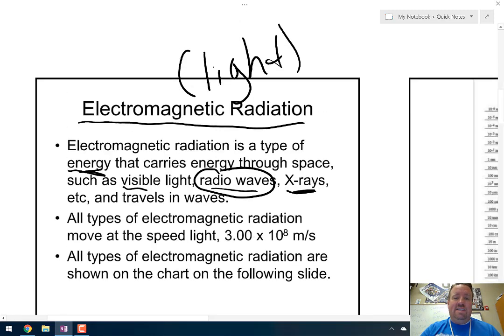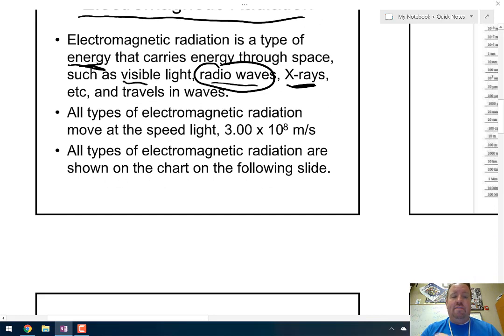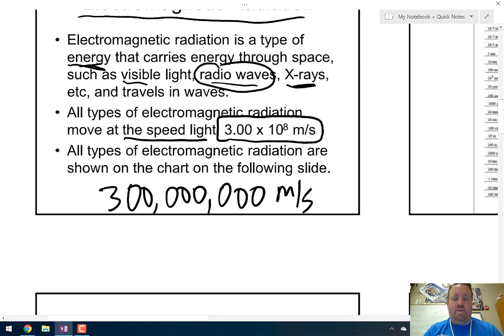Now, because sometimes we refer to this electromagnetic radiation as just light, it's all traveling at the speed of light, which is 3 times 10 to the 8th meters per second. If we write that out as a regular number, 3 times 10 to the 8th is 300 million meters per second. So roughly, a ray of light, if it could travel around the Earth, would travel around the Earth about 7.5 times in 1 second. So light travels very, very quickly.